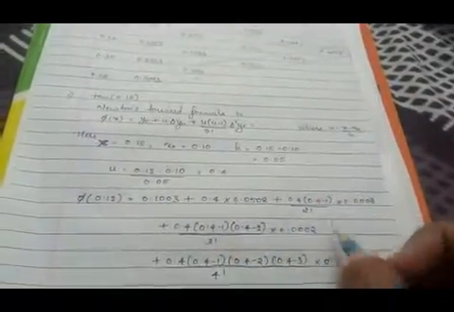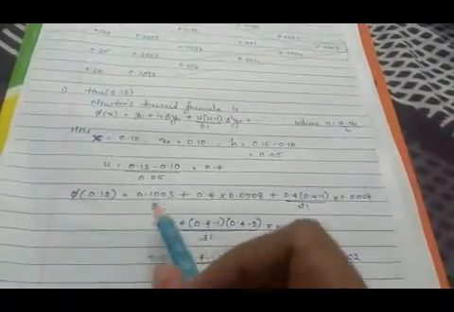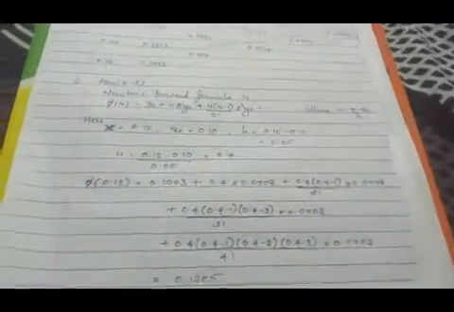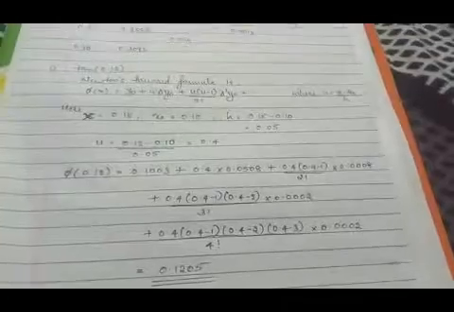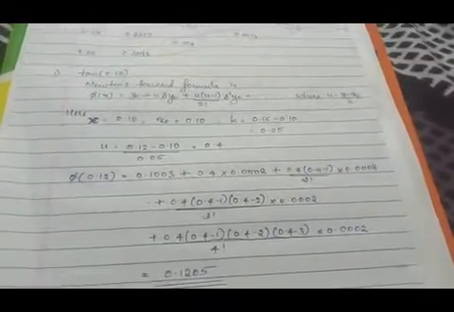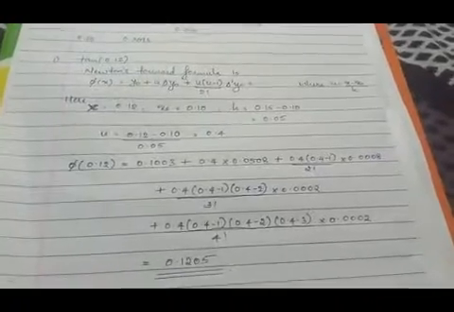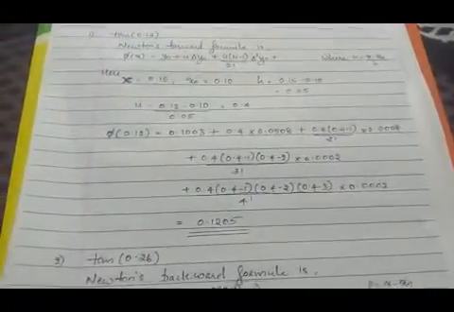So after simplifying this, you can use a calculator to find the answer of phi of 0.12. Using the calculator, you will get the value 0.1205. So this is the value of tan 0.12. So this way you can find the next value or next question also.